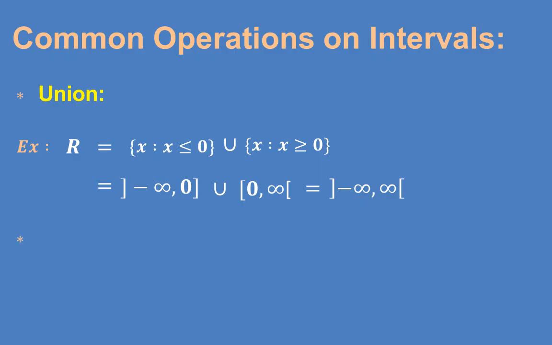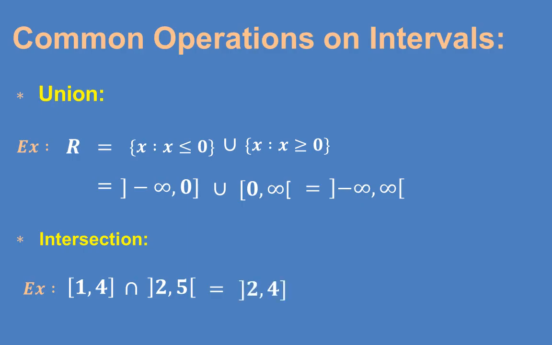The second operation is the intersection. The intersection of two intervals includes only the elements that are common to both intervals. For example, the intersection of the closed interval [1, 4] and the open interval (2, 5) will include only the real numbers that are common to both intervals. Thus, it is represented by the half-open interval (2, 4].